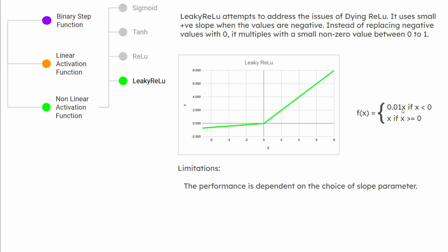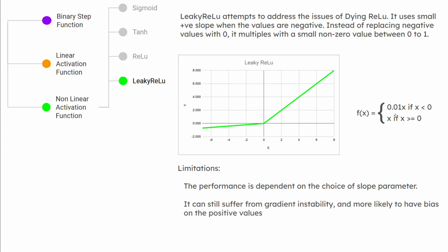So what are the issues we have? It is very much dependent on the slope parameter. This 0.01 is called the slope parameter. So it is very much dependent on what value you use. Is 0.01 suitable for the model or not? So it can still suffer from the gradient issue in case your slope parameter is not the optimal one.